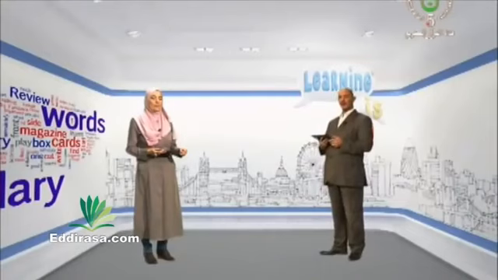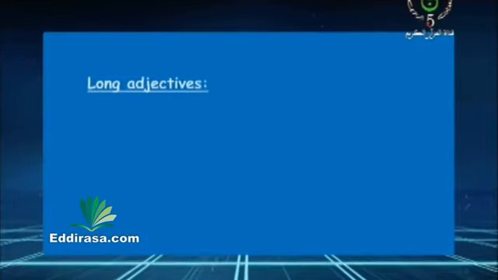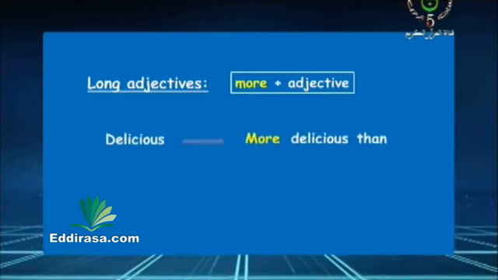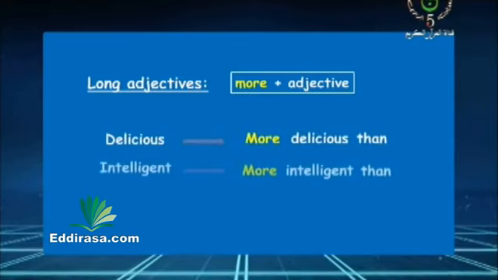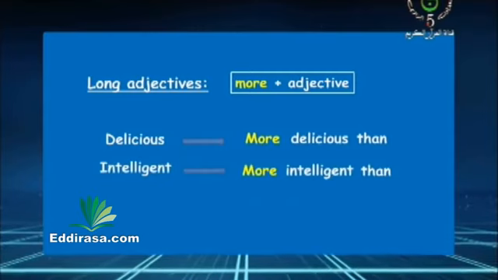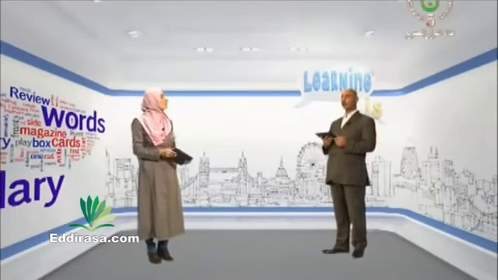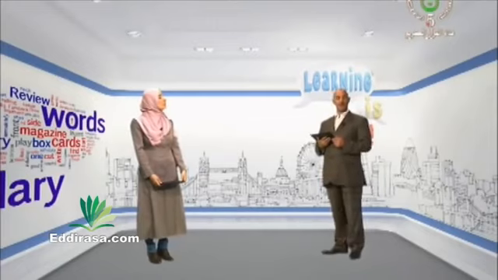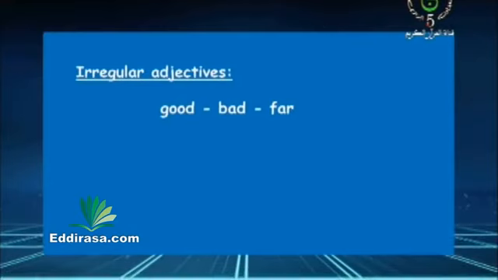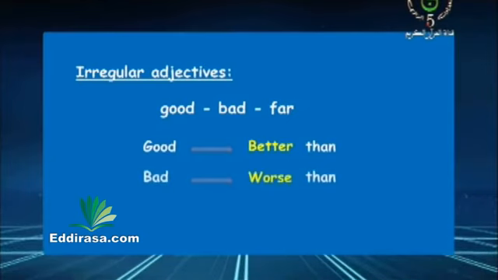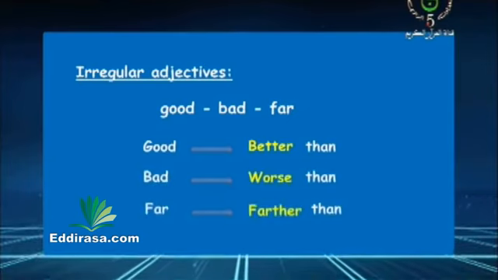You have to see for long adjectives too that the rule is different. It is more plus adjective. Example, delicious, more delicious than. Intelligent, more intelligent than. Important, more important than. Okay, so for irregular adjectives, we are going only to focus on three of them: good, bad, and far. For good, we have better than. Bad, worse than. Far, farther than.